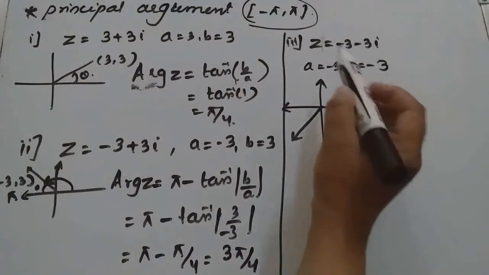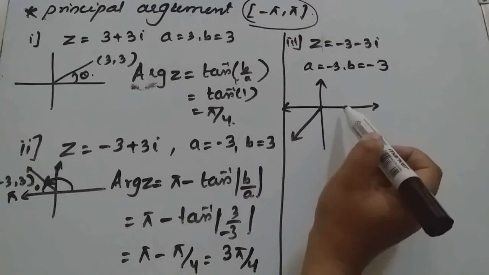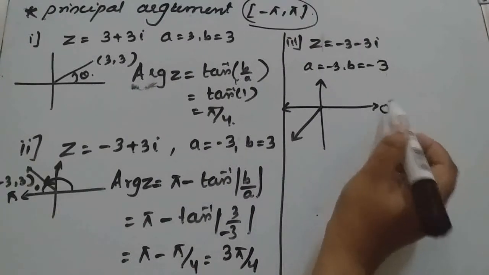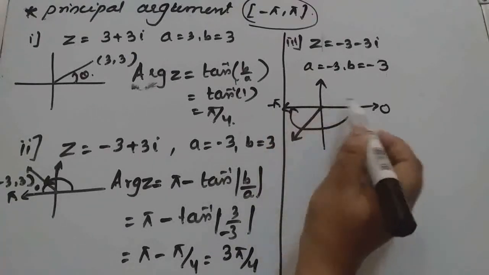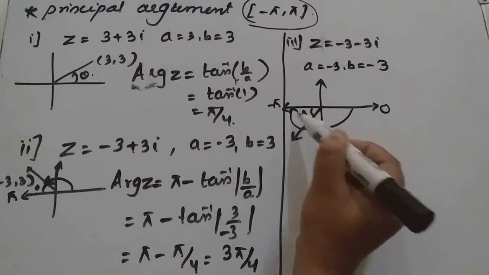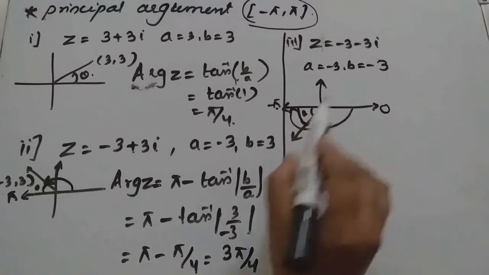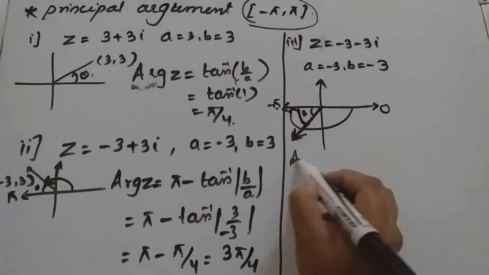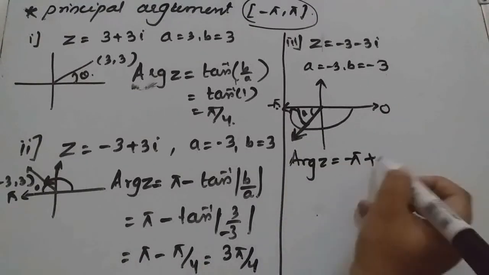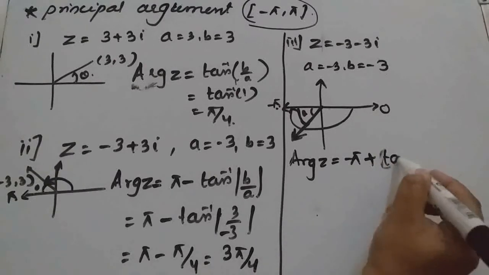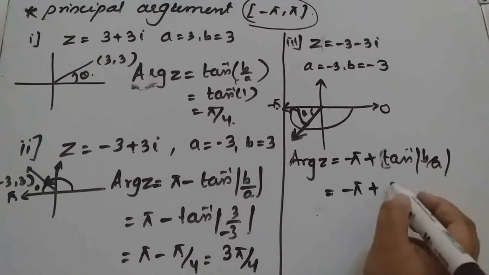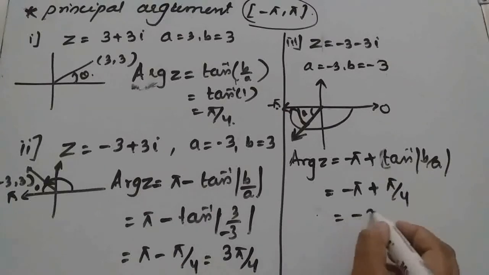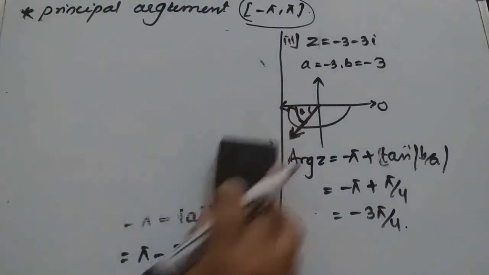How will it change? See, now principal argument means we should find the shortest distance. Remember this. So this is 0 and from here we are counting. So this will be minus pi, isn't it? Clockwise, minus pi, and then this angle. So minus pi and plus theta. So this line we can find here. So argument of z is given by minus pi plus theta. Theta means tan inverse mod b by a. So minus pi plus pi by 4, so minus 3 pi by 4 will come here. Okay, and then in the fourth case also, case number 4.